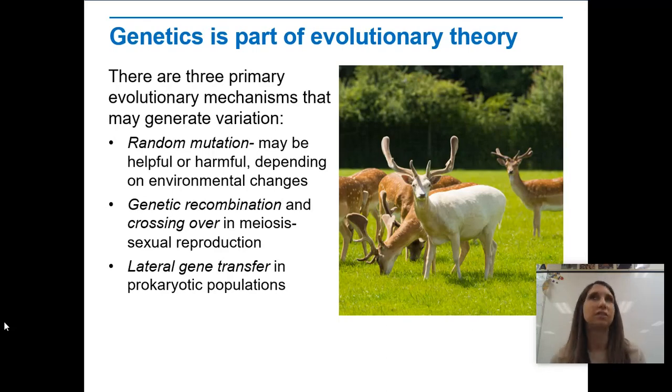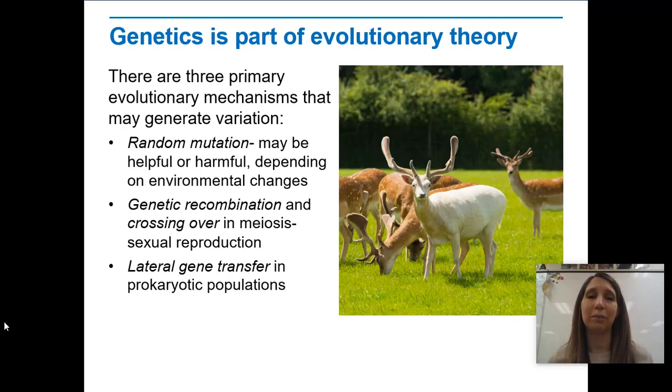Sometimes they're helpful. Sometimes they're harmful. Sometimes they have no effect. Largely, they have no effect. But if it turns out to be helpful, we can have a better likelihood of surviving in that population at that specific time. So random mutation is one way we can get variation.